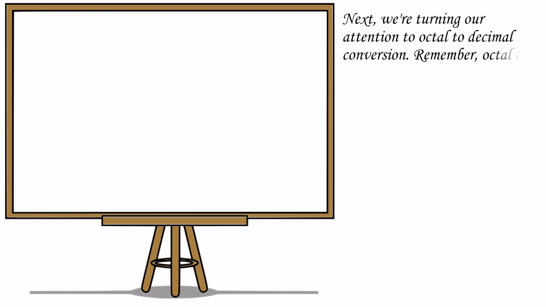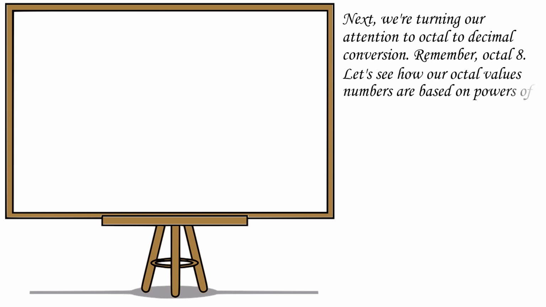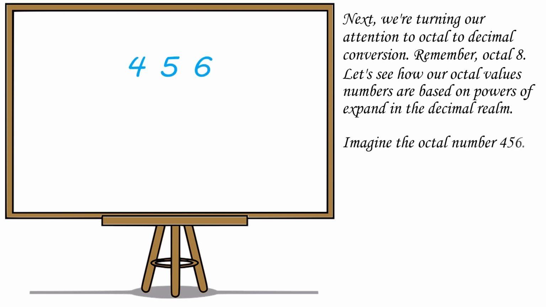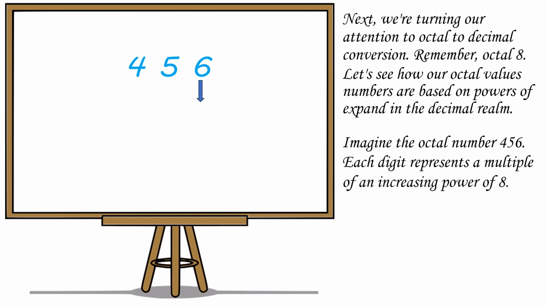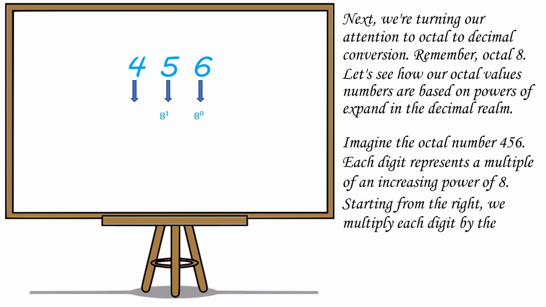Next, we're turning our attention to octal to decimal conversion. Remember, octal numbers are based on powers of 8. Let's see how our octal values expand in the decimal realm. Imagine the octal number 456. Each digit represents a multiple of an increasing power of 8. Starting from the right, we multiply each digit by the respective power of 8 and add them up.